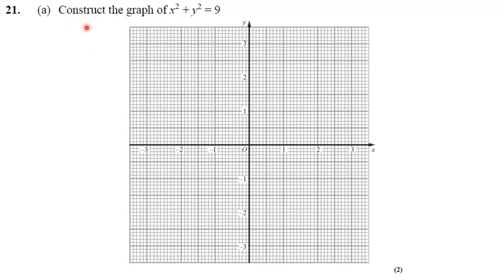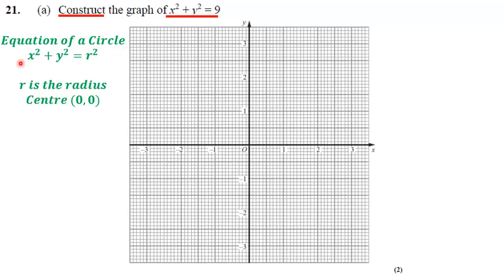In this question, the question says, construct the graph of x squared plus y squared is equal to 9. You need to recognize that x squared plus y squared equals 9 is the equation of a circle. Right? And how do you know that? Well, the equation of a circle has a standard form: x squared plus y squared equals r squared.